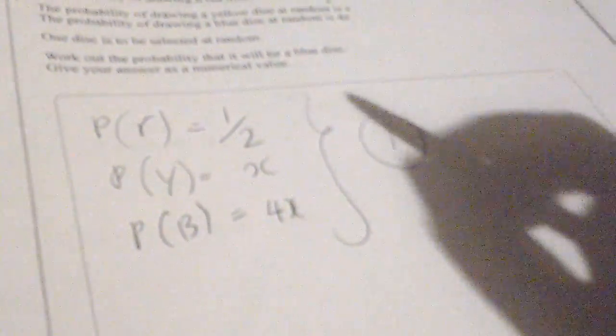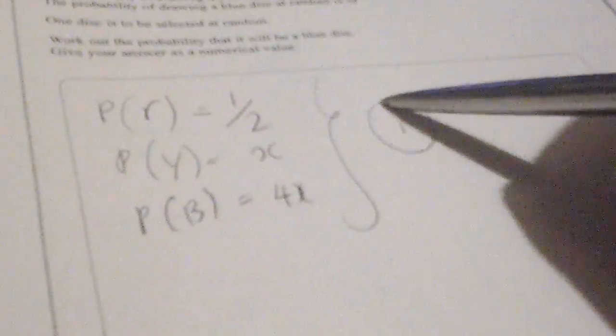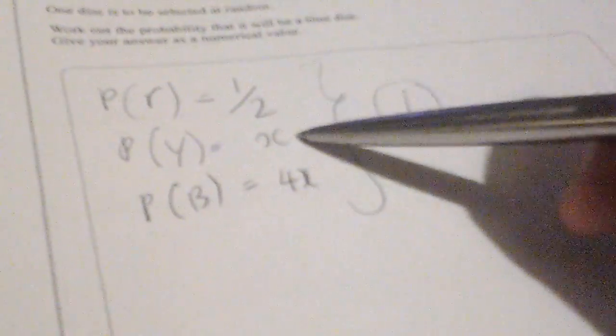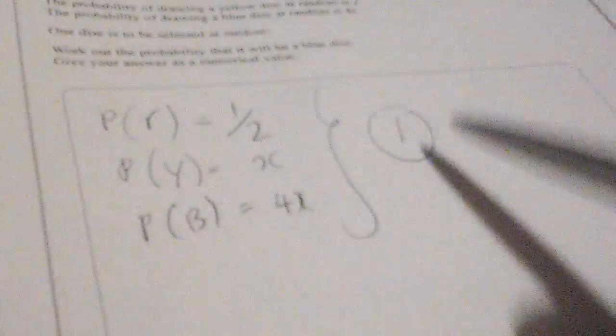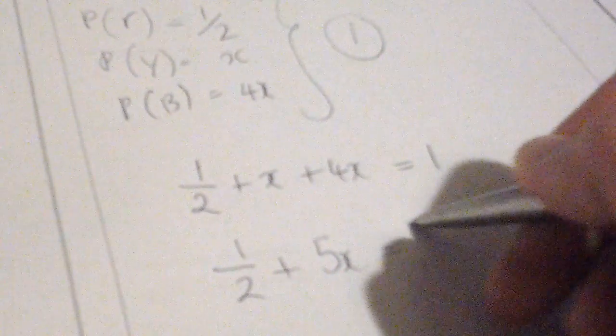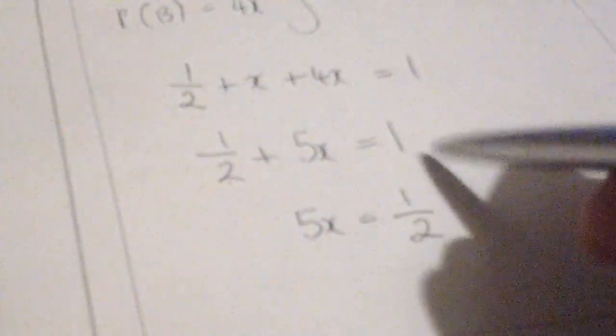Now probabilities, if they're all the things that can happen, all of this has to add up to 1. Because if something is definitely going to happen, the total probability is 1. So one of these 3 things is going to happen, so they have to add up to 1. So that means a half plus x plus 4x is going to make 1. That means a half plus 5x is going to make 1. Which means that 5x must be worth a half, because a half plus a half makes 1. So all I have to do is divide a half by 5.